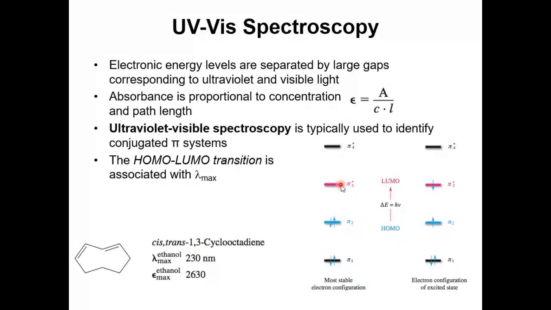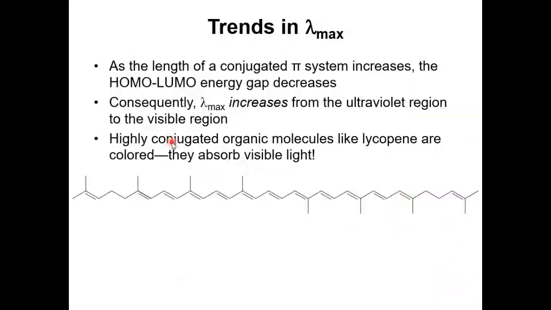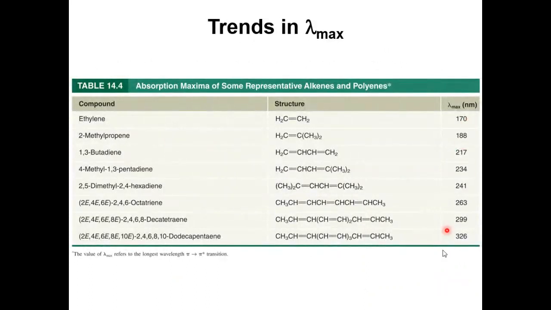And this gap is directly associated with the length of the conjugated pi system. That means how many double bonds you have in a completely conjugated pi system. It's not how many double bonds you have in a molecule, but how many double bonds in a sequence of completely conjugated pi system. So the more double bonds you have there, you're going to have a longer wavelength of the maximum.